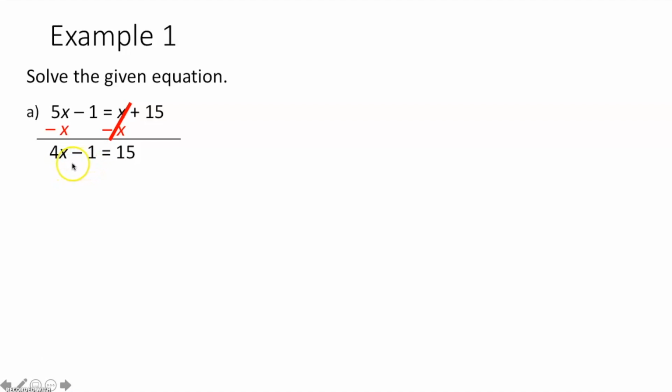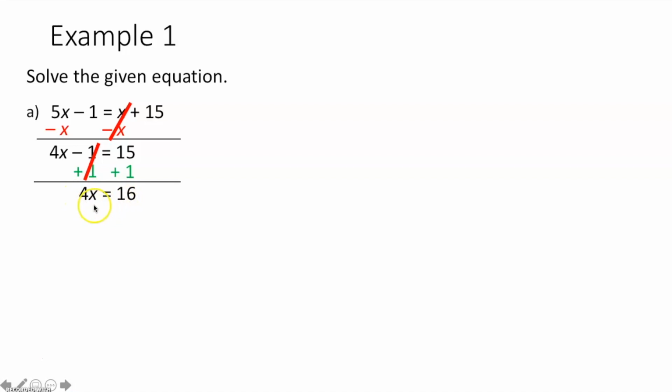Constants need to go to the right. I start with anything added or subtracted to our variable, so this minus 1 has to go to the right. How do I do that? I do the opposite. I'm going to add 1 to both sides of the equation, because whatever you do to one side, you have to do the other side. So this negative 1 and 1 cancel each other out, and I'm left with 4x over here is equal to 15 plus 1, 16.